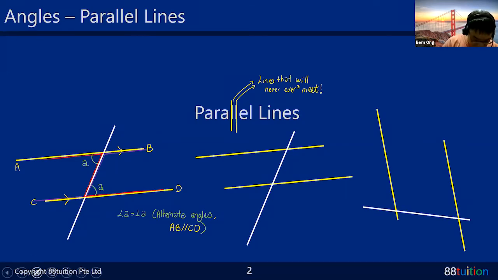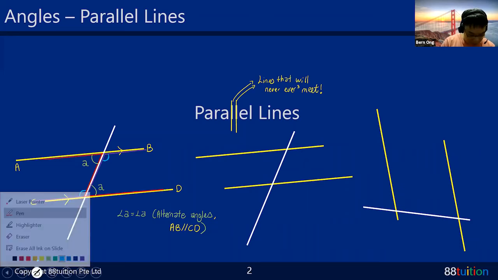So this portion here is also something called the opposite of the Z. Can you see this part? So the blue is equal to the blue also. So the Z can be in the opposite way. So this is called the alternate angle.